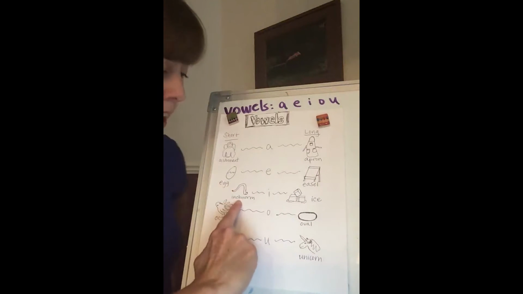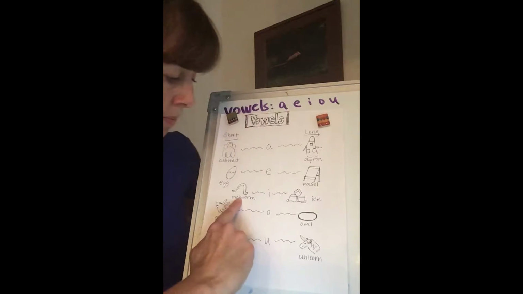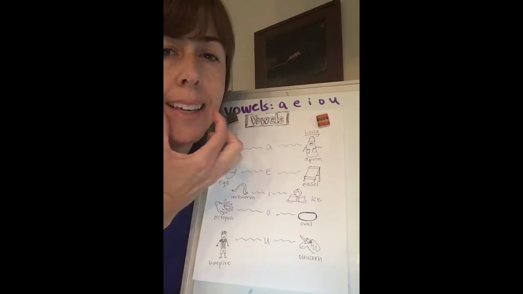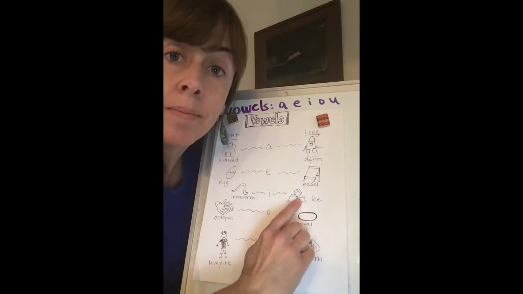Okay? Short I is i, like inchworm. Your mouth is kind of longer. Go ahead and make that sound. Long I is I, like in ice.